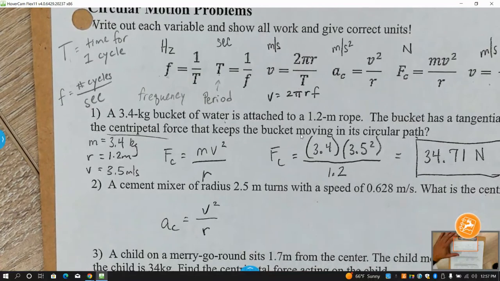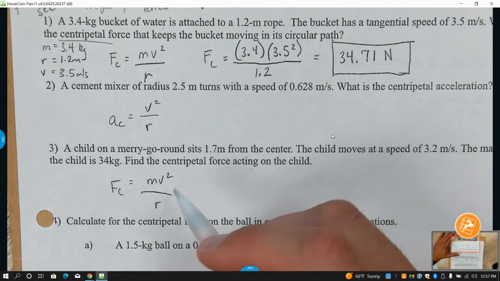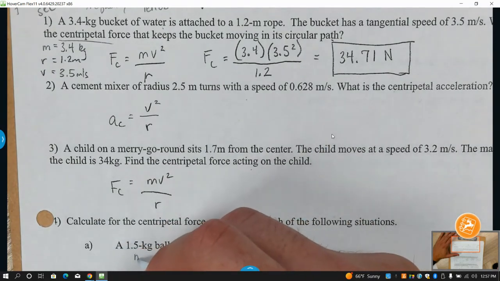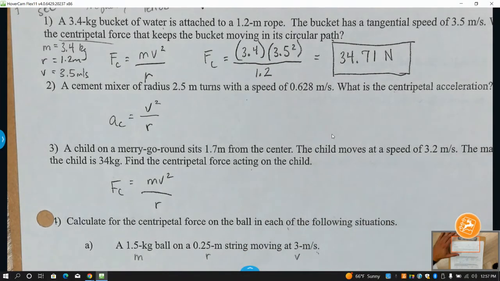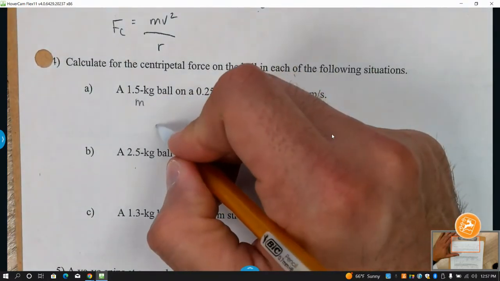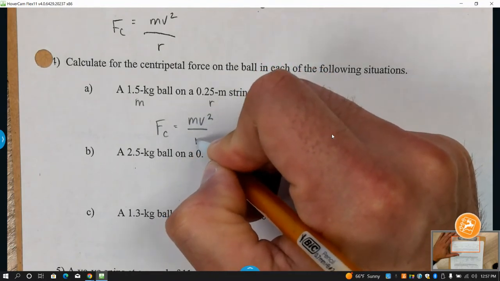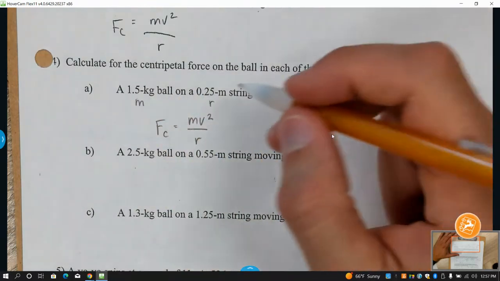Number 2 and 3, they have the equations for you, so you should be fine with that. So number 4, what are they asking you for? They're asking you for the centripetal force. So in each of these, they're giving you a mass, a radius, and a velocity, and they're asking you to solve for centripetal force. Please make sure you're putting your decimals in the correct spots.